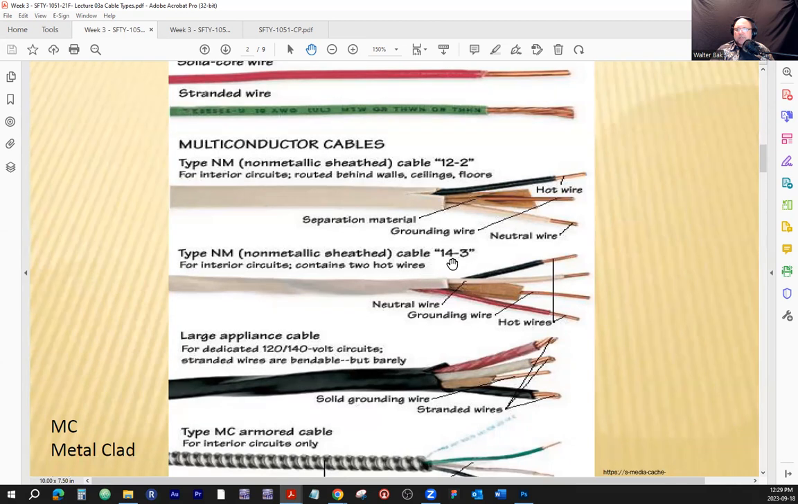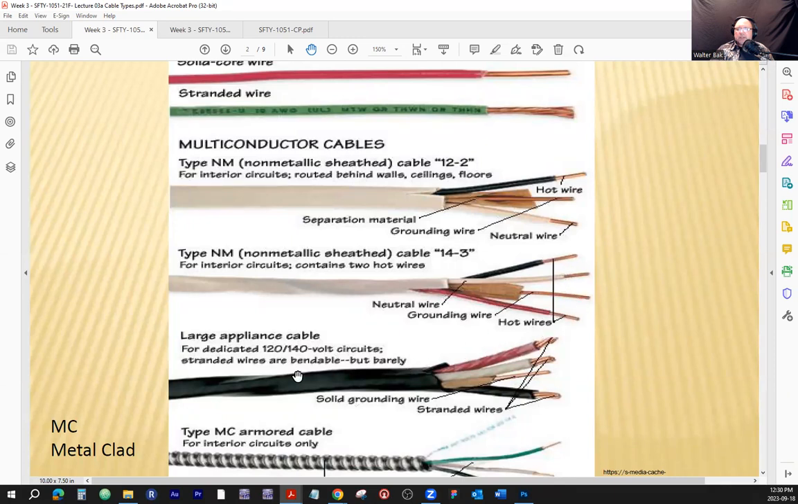Over here, this one here, 14-3. How many current carrying conductors? 1, 2, 3. One neutral, one hot for one circuit, another hot for another circuit, and we've got the not counted bare copper wire, which is the grounding wire or bonding wire. So these conductors are the thickness of gauge 14, and there are 3 current carrying conductors plus the safety.